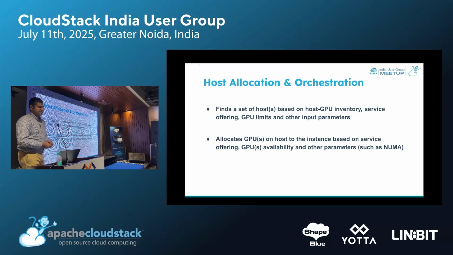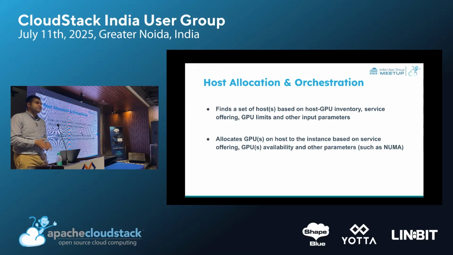In terms of host allocation and orchestration, CloudStack will continue to honor all the parameters like your host tags and any other attribute that is in the offering. In addition to this, let's say I'm trying to deploy an instance using a specific compute offering which links to a specific type of GPU and the GPU profile, we'll honor this. Along with that, we'll also look at the GPU limits for the tenant, whether it's an account, domain level, or project level. We'll look at those limits also.